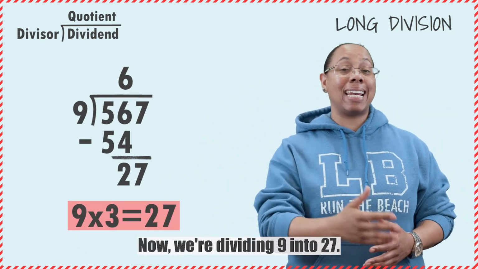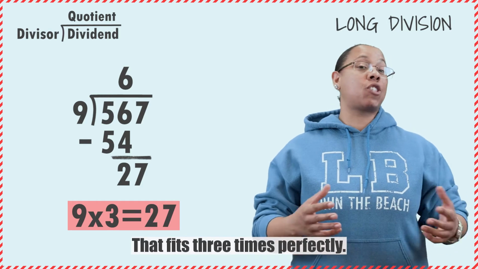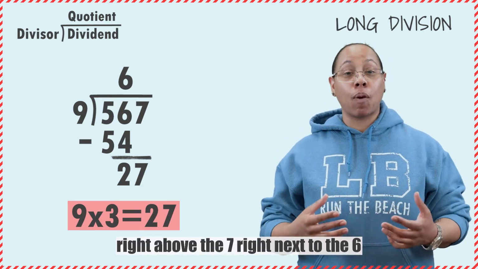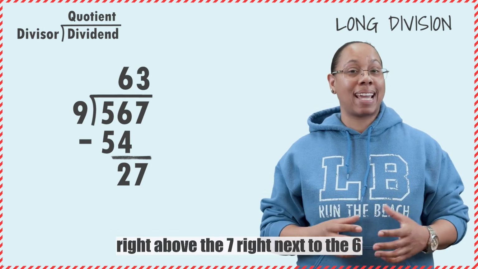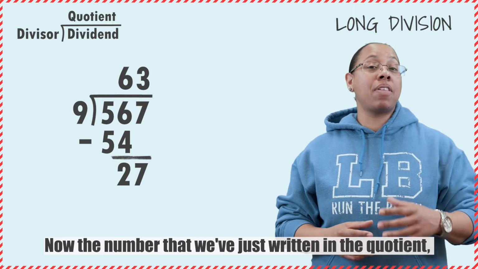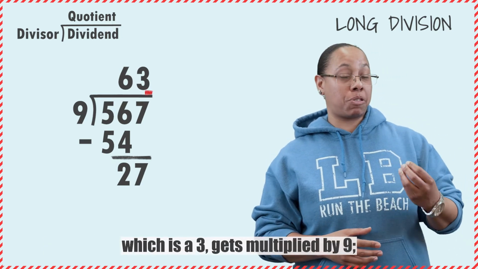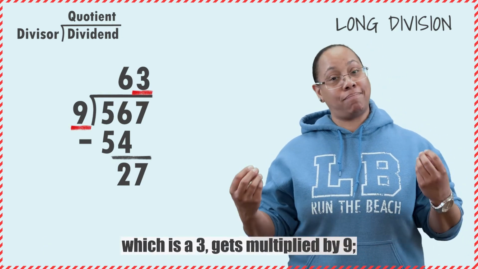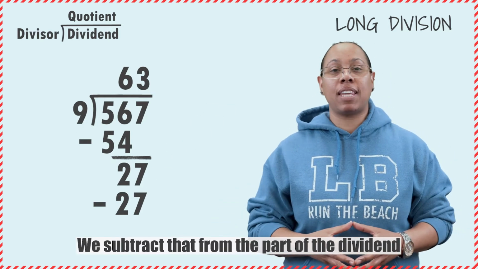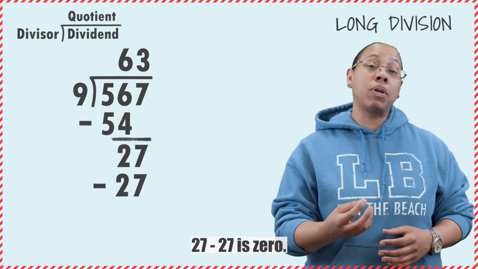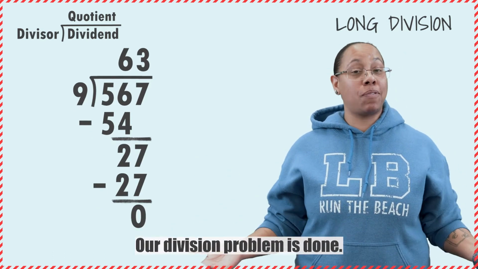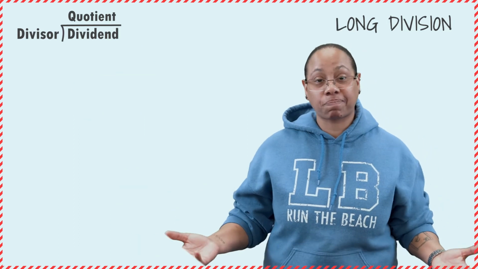Now we're dividing 9 into 27. That fits 3 times perfectly. Notice the 3 is going to go now right above the 7, right next to the 6, where the quotient gets written. Now the number that we've just written in the quotient, which is a 3, gets multiplied by 9. Like we said, that's 27. We subtract that from the part of the dividend we were just dividing into. 27 minus 27 is 0. Notice there's no remainder, so our division problem is done.